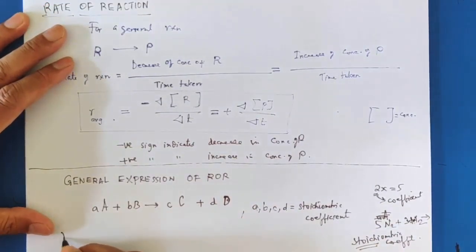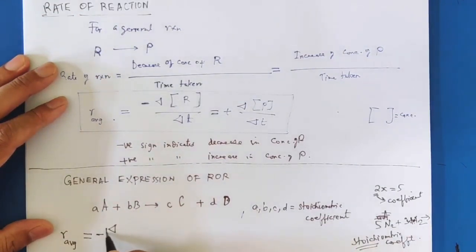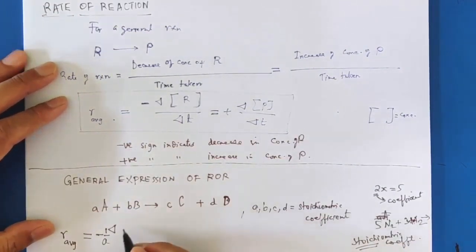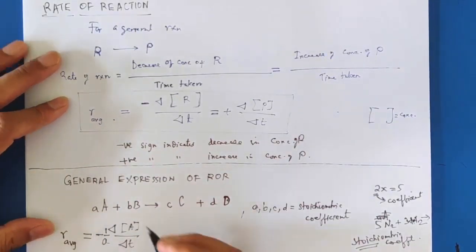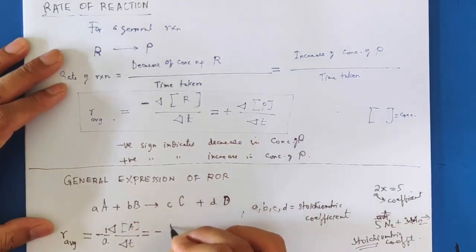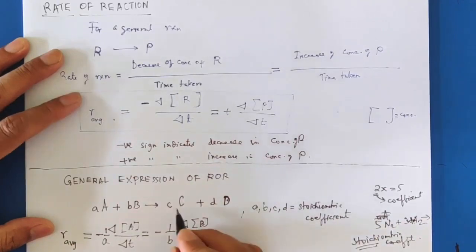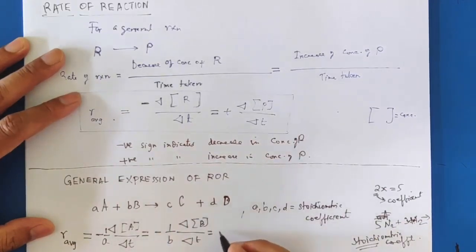Okay. Rate of reaction. So minus, because this is a reactant. Because A decreases, B decreases, the stoichiometric coefficient will come down again as 1 by a. So 1 by the coefficient of A, del concentration of A by del t, is equal to minus 1 by b del concentration of B by del t for the reactants, since the concentration decreases.